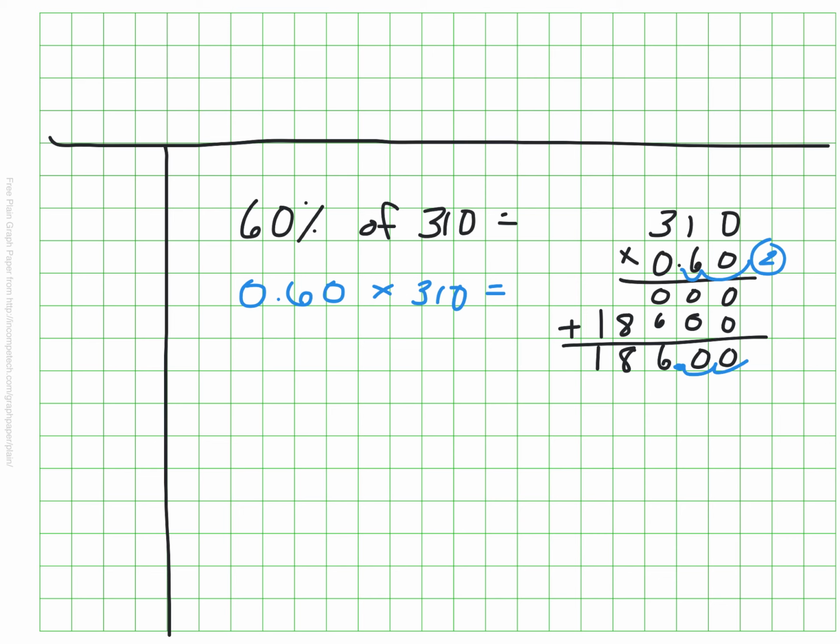How'd you do? Hopefully, you were able to find that the answer was 186, right? I could do that by just a quick multiplication: 60 hundredths, or 6/10, times 310. Let's try another.